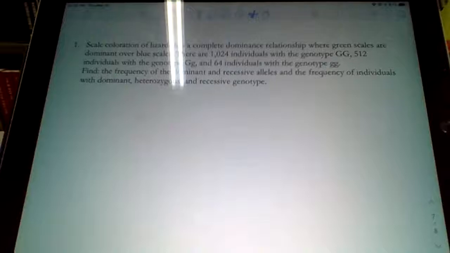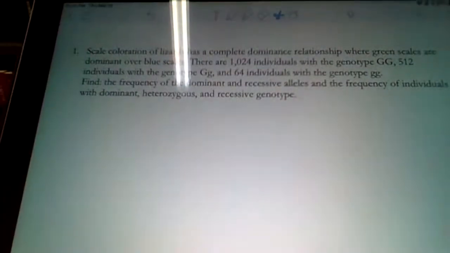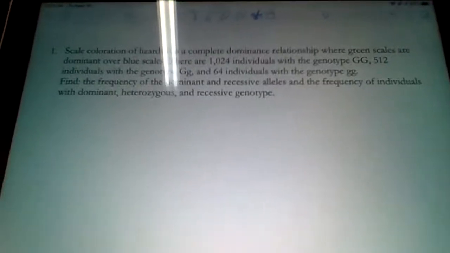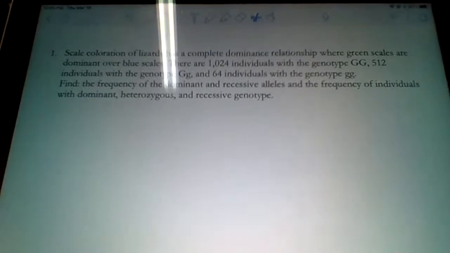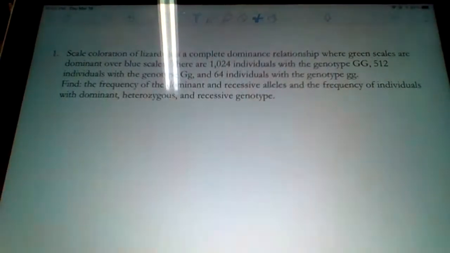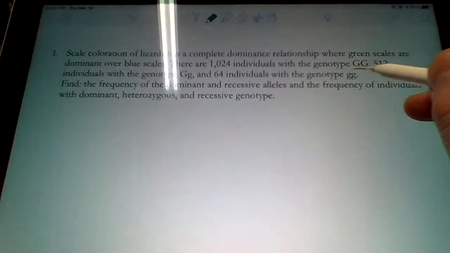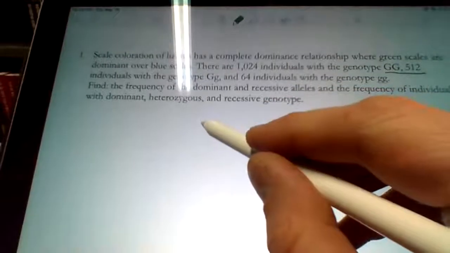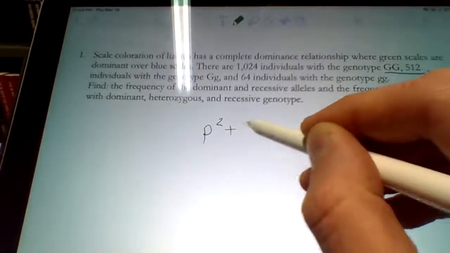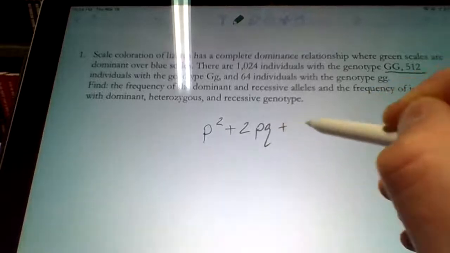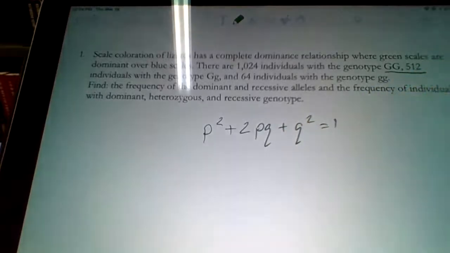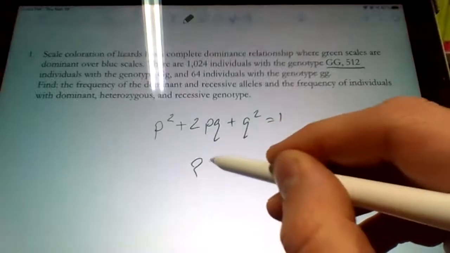So let's put one of these. There we go. Okay, so this is the question. Scale colorization of lizards has a complete dominance relationship, with green scales dominant over blue scales. There are 1,024 individuals with the genotype GG, or homozygous dominant genotype. One of the first things to think about when they give you a question like that is to start building out which of the Hardy-Weinberg equation parts you have here. So we have this equation, p squared plus 2pq plus q squared equals 1, and we have p and q.